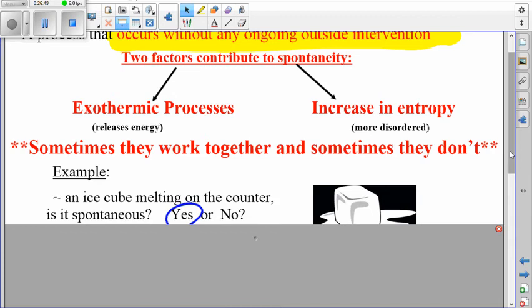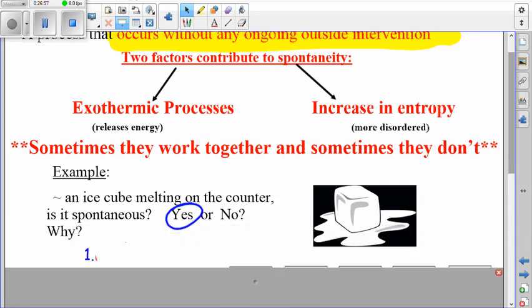So your kid brother is like, hey, why do ice cubes melt? Now you'll actually be able to explain that. Before, when we walked into class, you're like, I don't know, they just do. Here's why. Okay, number one, let's think about it. Is an ice cube melting endothermic or exothermic? Endo or exo? Let's see here. Aurora? Endothermic. Why do you say that?